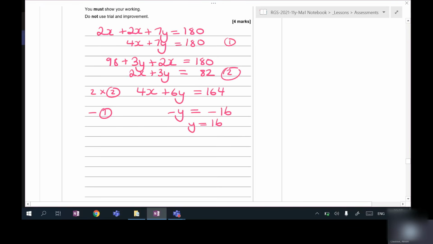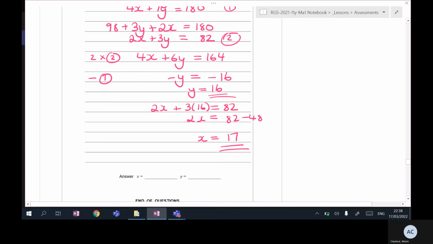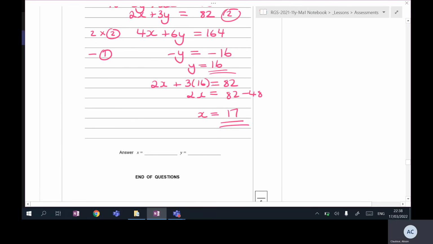And if we sub back into either equation, we'll go for 2x plus 3 lots of 16 is equal to 82. So 2x is 82, take away 48. So 34 divided by 2 is 17. So y is 16, x is 17. Okay, that's the end of that paper.